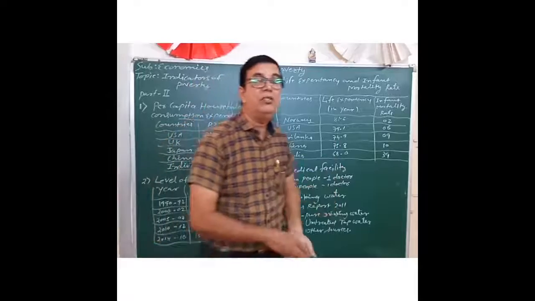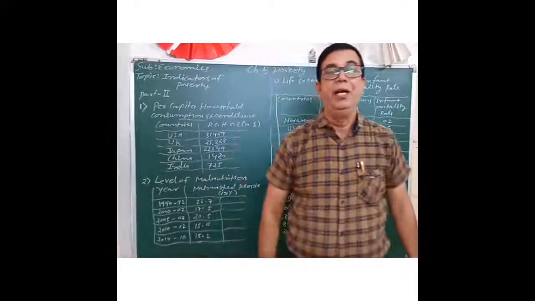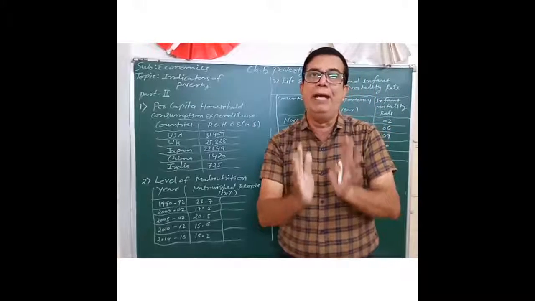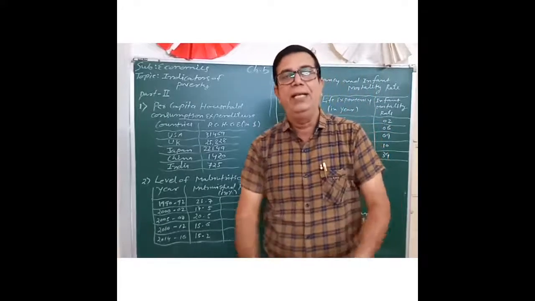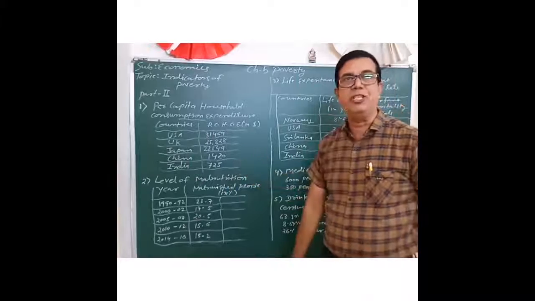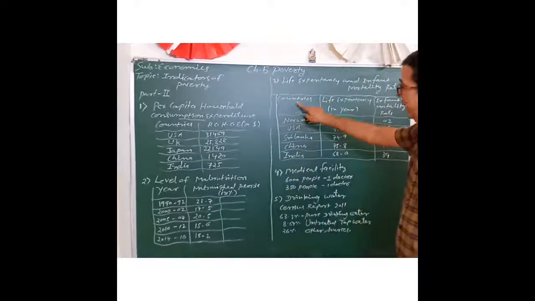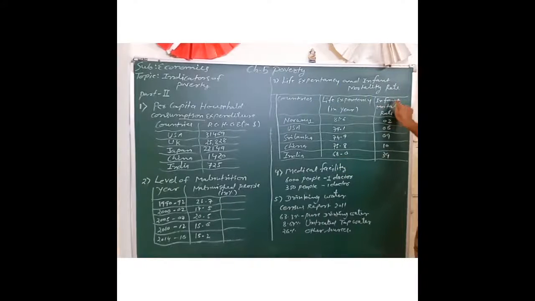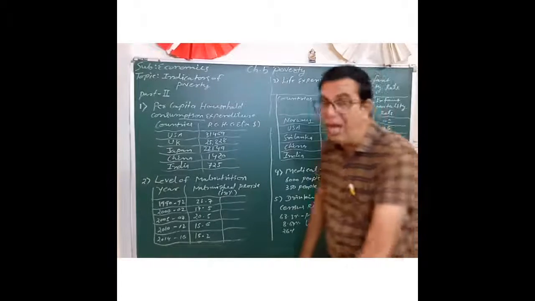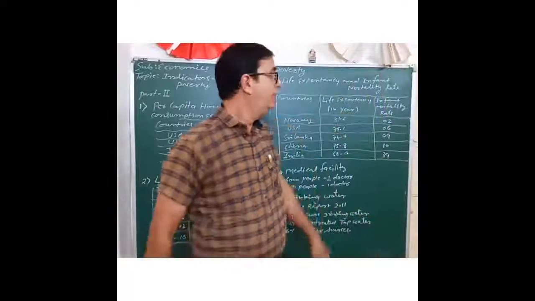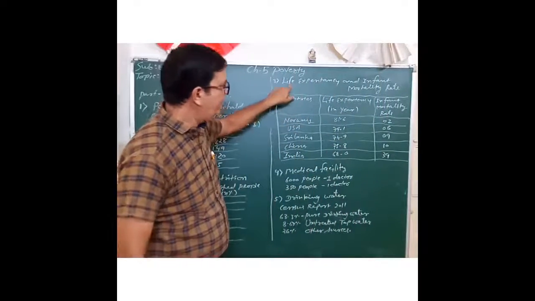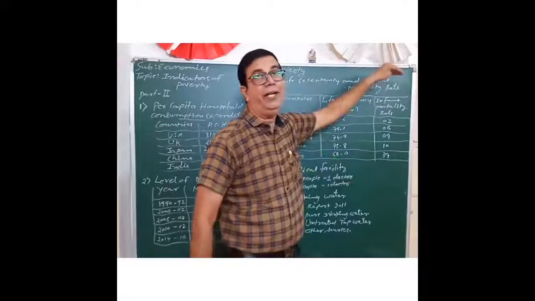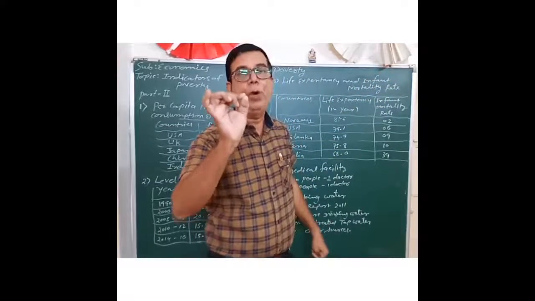Why? Because of less per capita income. Because of less income they can't get proper two-time meals, and because of that they become the victim of malnutrition. So here their life expectancy is less and infant mortality rate is also high. So this shows that in India life expectancy is less and infant mortality rate is very high. These are the indicators of poverty.